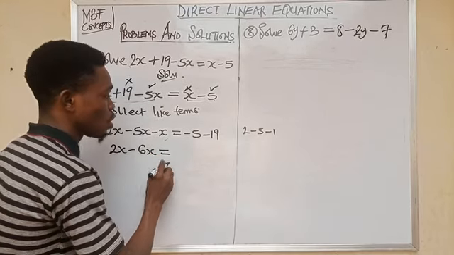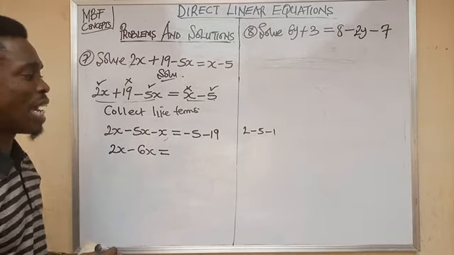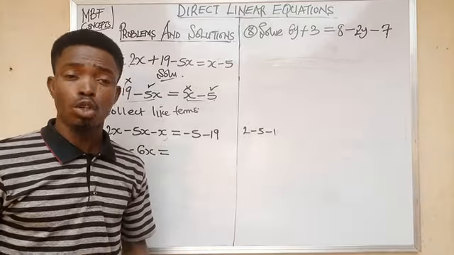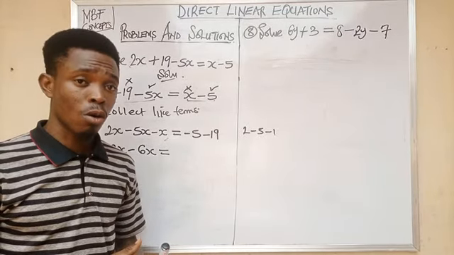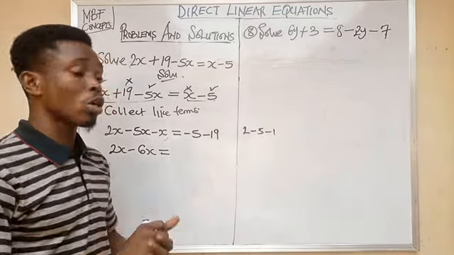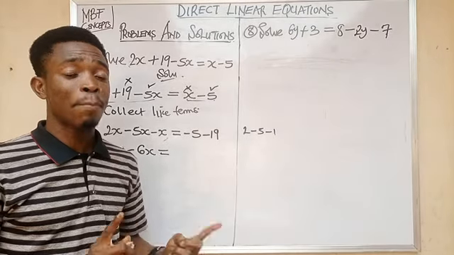This will be equal to what? Minus 5 minus 19 will give us minus 24. You can input this in your calculator and see the outcome for yourself. This is like you are owing somebody 5 naira, and another time you are owing the same person 19 naira.